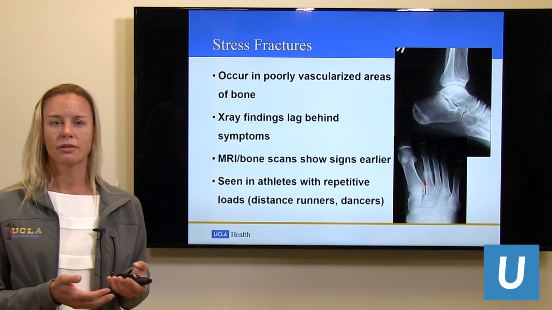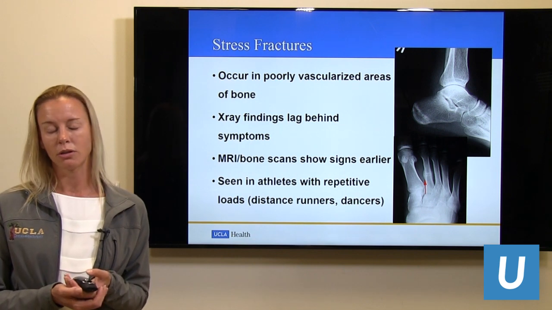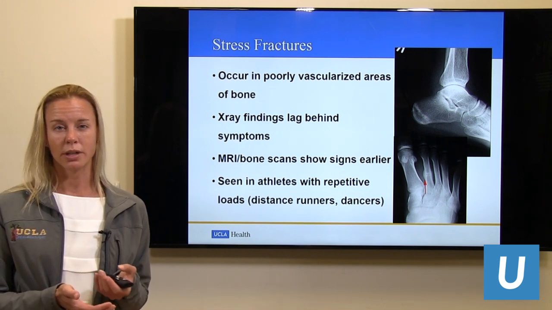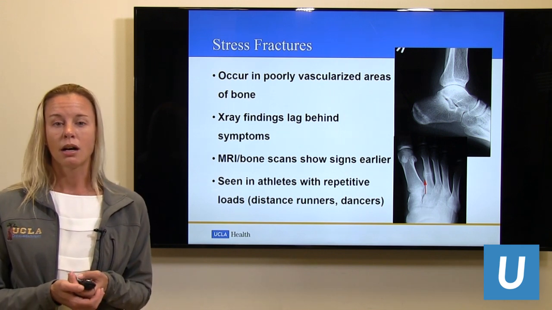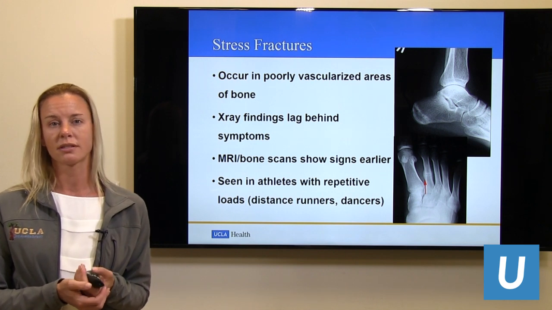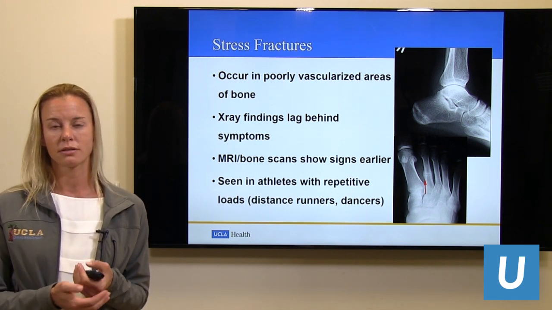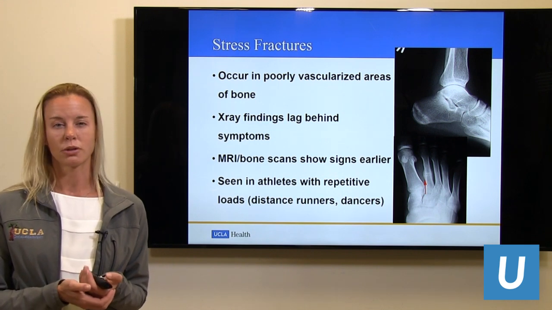X-rays, a lot of times, if you go and see a doctor and you get an X-ray, they're probably going to be normal. It usually takes up to a week or more for signs of stress fractures to show up on an X-ray. So if you're really concerned and unsure of the diagnosis, a lot of times we'll get an MRI just to see if there is any actual stress reaction going on in the bone, because that will show it a lot earlier.